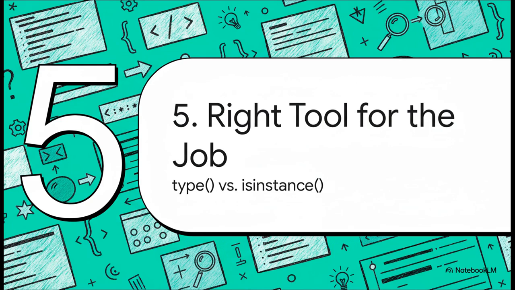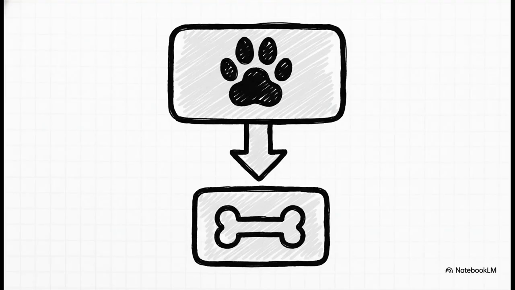But here's where people often get tripped up. Type is fantastic for inspecting things, but using it to check if an object is of a certain kind can get you into trouble, especially when you're dealing with something called inheritance. Okay, so let's imagine we have a general animal class, and then we have a more specific dog class that inherits from animal. This means that every single dog is an animal, right? That relationship is the key.